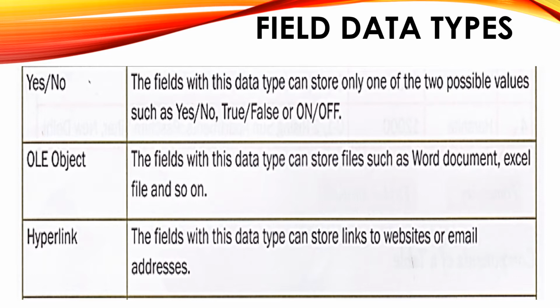Yes or no. The fields with this data type can store only one of the two possible values such as yes, no, true, false or on, off. Next, OLE object. The fields with this data type can store files such as Word document, Excel file and so on. Hyperlink can store links to websites or email addresses.